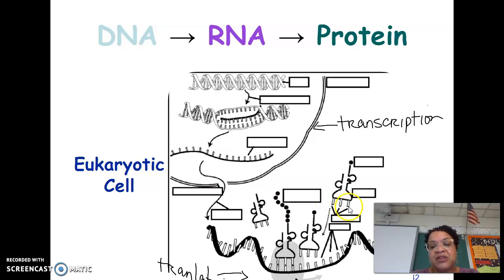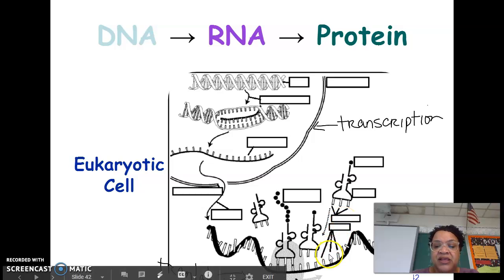Oh, and one more thing. These 3 bases on the tRNA are called the anticodon, and these 3 bases on the messenger RNA are called the codon.